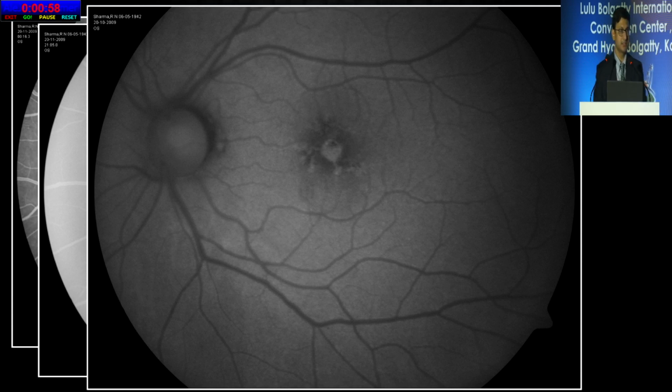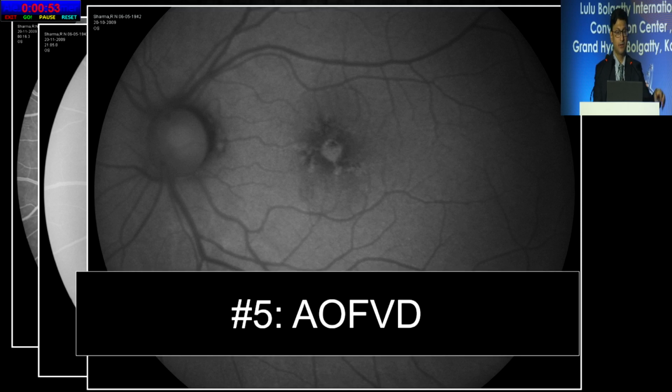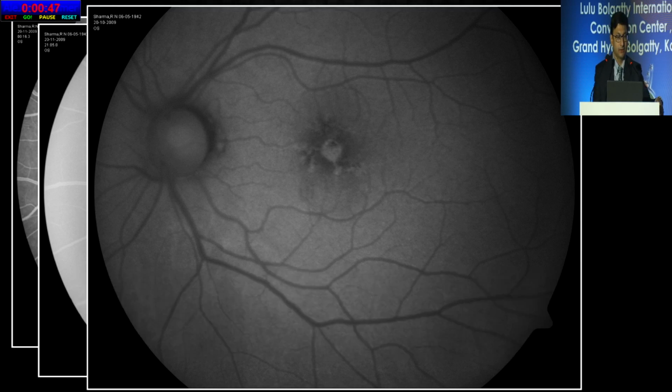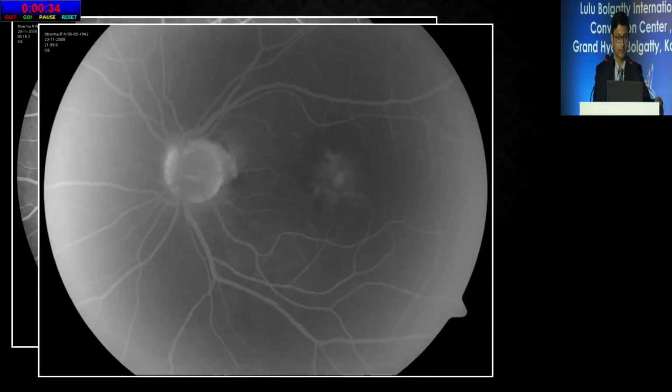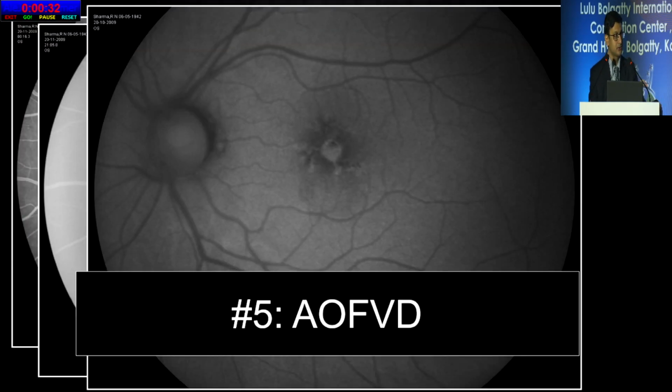So with the autofluorescence image, you have the one spot diagnosis of adult onset vitelliform disease. So this is a vitelliform lesion which is located in the center. And again, going back to the OCT, I just want to highlight this hyperreflectivity in the intraretinal area. Sometimes this hyperreflectivity may migrate. It may even be present subretinally, and this is the clue to diagnose vitelliform disease. And of course, the autofluorescence gives you the diagnosis.